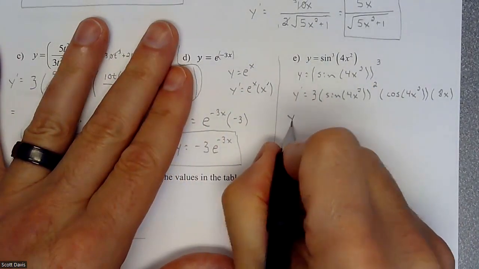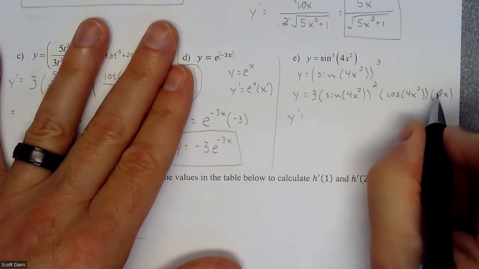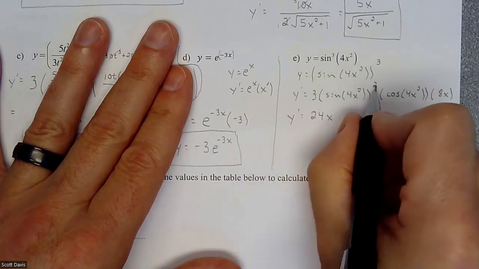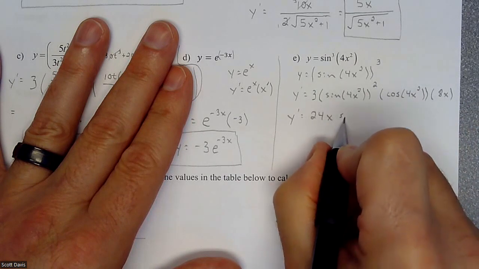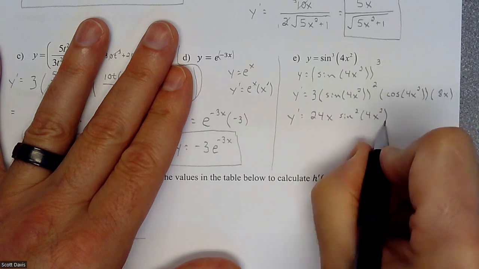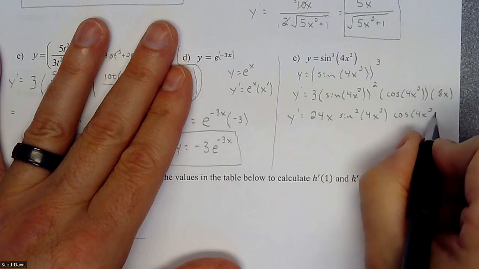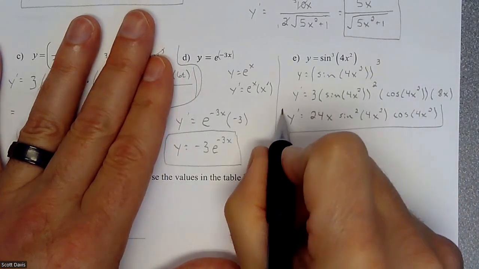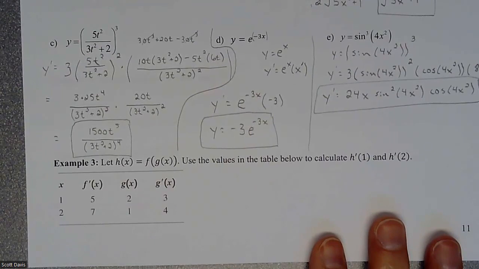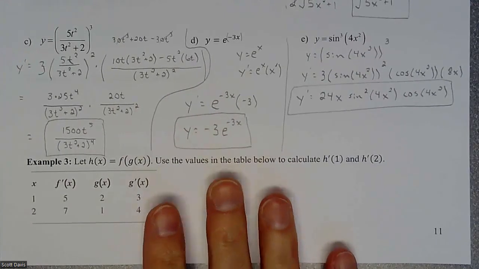A little bit of cleanup: we can combine the 8 and the 3x, making 24x. And then I do have this piece squared, so times sine squared of 4x squared times cosine 4x squared. That was a chain rule that had a chain rule within the chain. So those are a couple more examples that involve the chain rule, a little bit more complex than some of the other ones, but those are different looks.